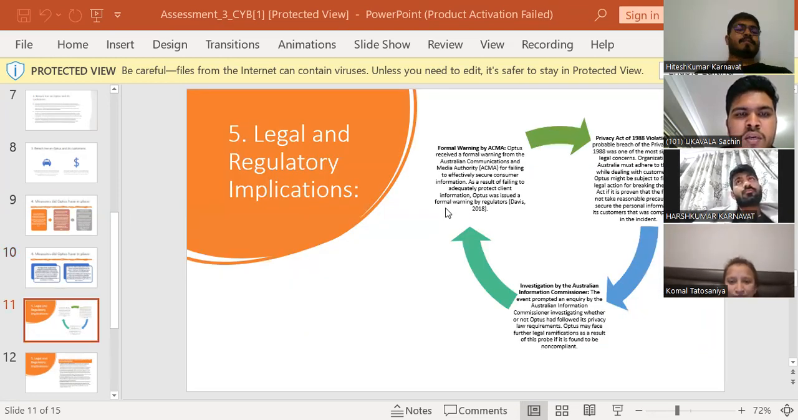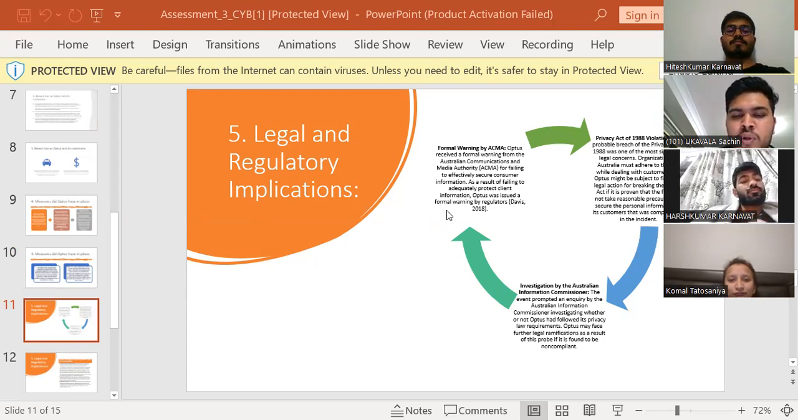Legal and regulatory implications. Formal warning by ACMA. Optus received a formal warning from the Australian Communications and Media Authority for failing to efficiently secure consumer information. As a result of failing to adequately protect client information, Optus was issued a formal warning for a probable violation of the Privacy Act 1988.